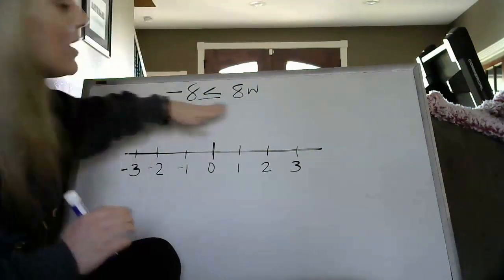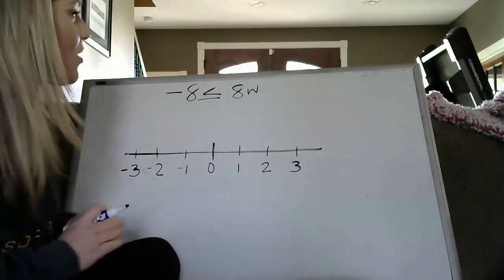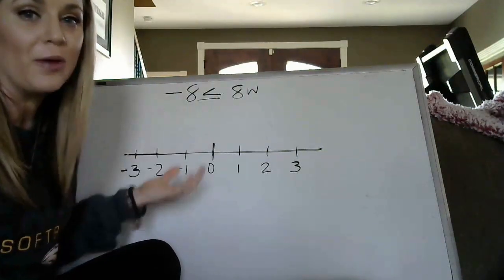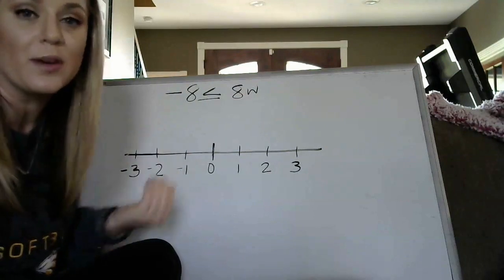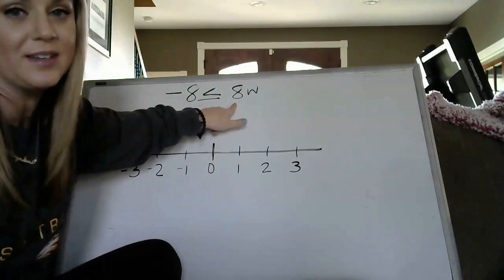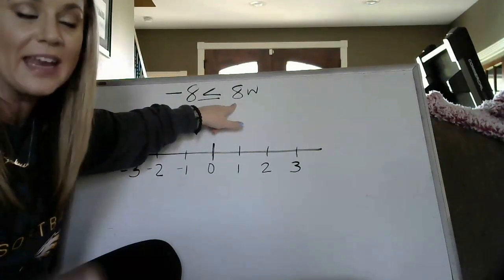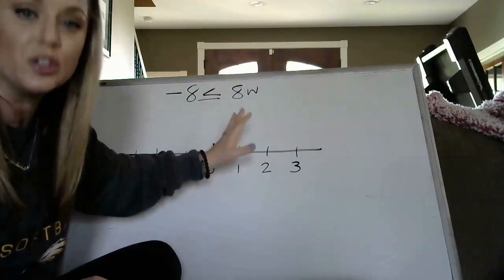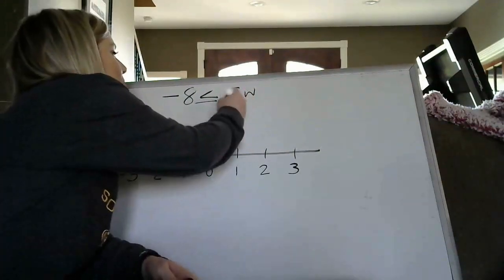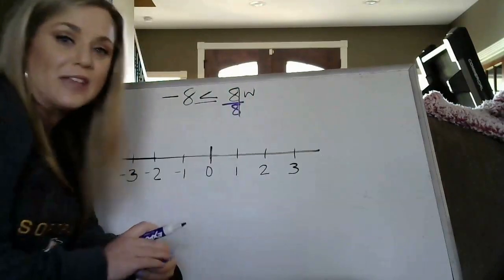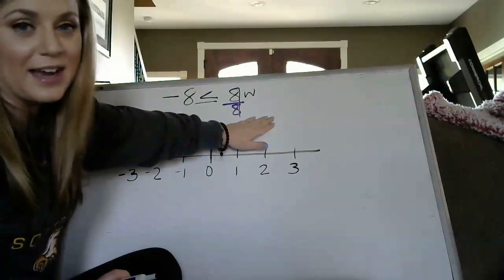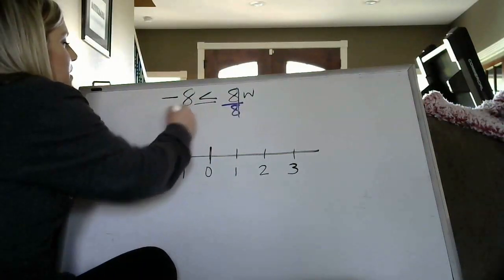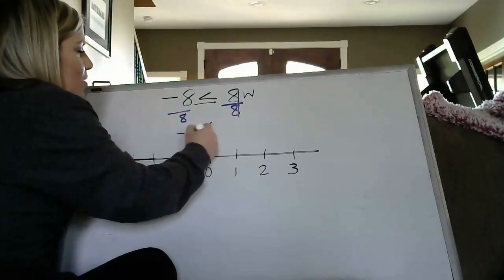So let's go ahead and solve for w. All right, so this is super easy. This is a one-step inequality. I'm doing 8 times w, and I need to get rid of the 8, so I'm going to divide by 8 because I'm going to do the opposite, just like solving an equation. We're doing 8 times w, so we want to undo that by dividing by 8. That cancels out. If I divide the right side of the inequality by 8, I've got to divide the left side by 8. Now I have -1 is less than or equal to w.